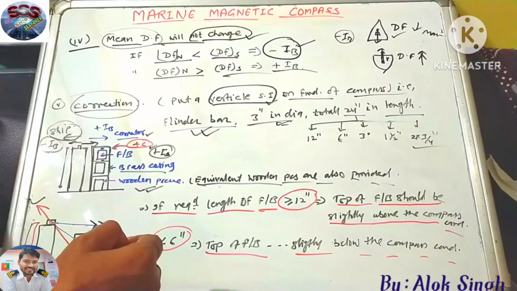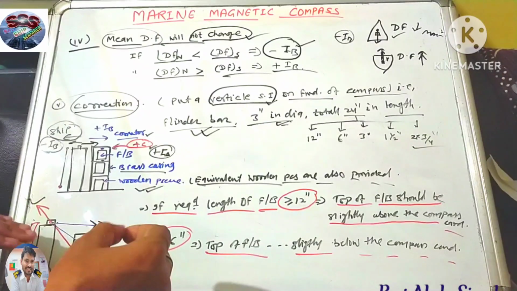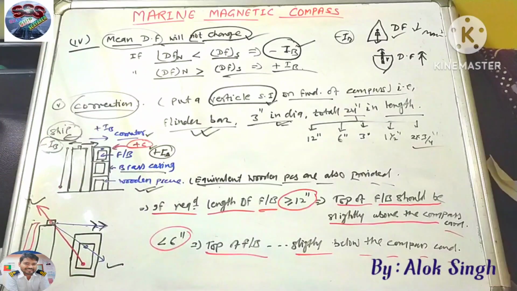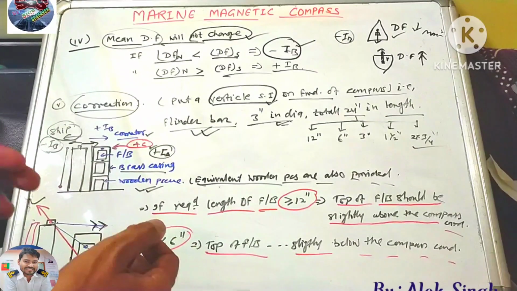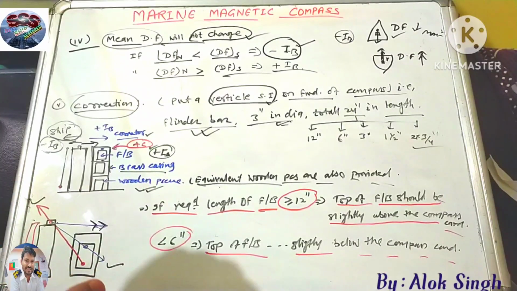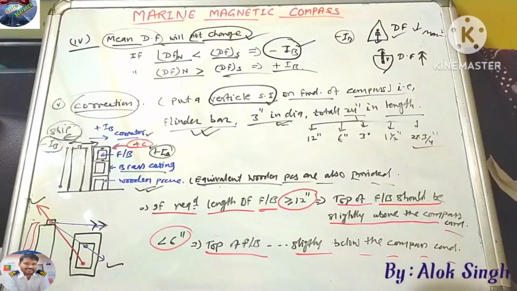Because it can create a particular amount of resultant force which will try to keep your needle in a horizontal way. So in the next slide, we'll see one or two examples which will make your doubt clear, and we'll also see with the example how to correct this IB.